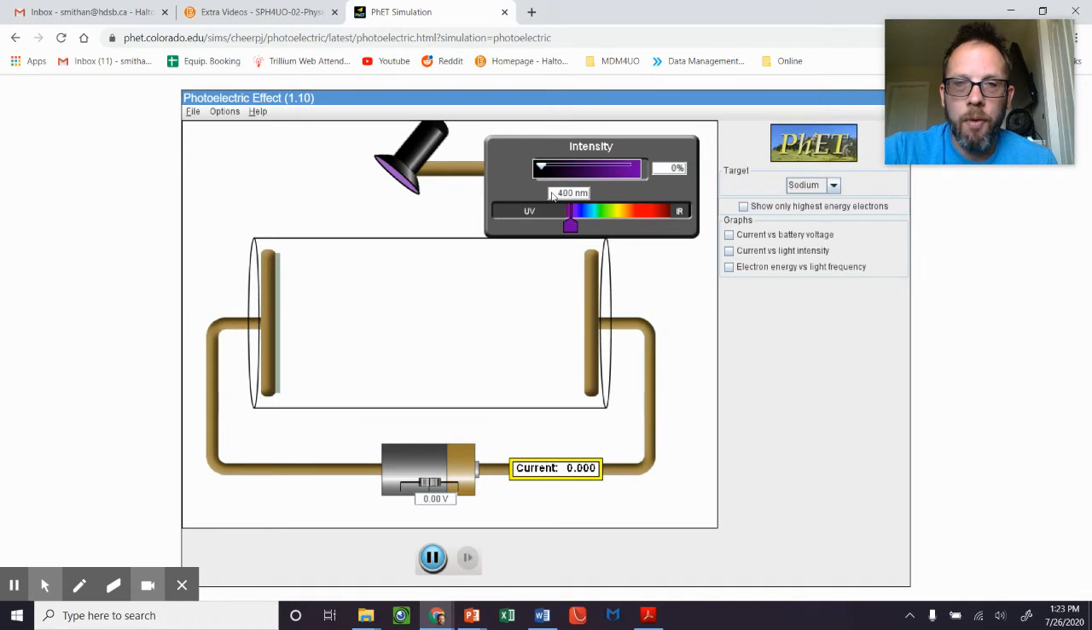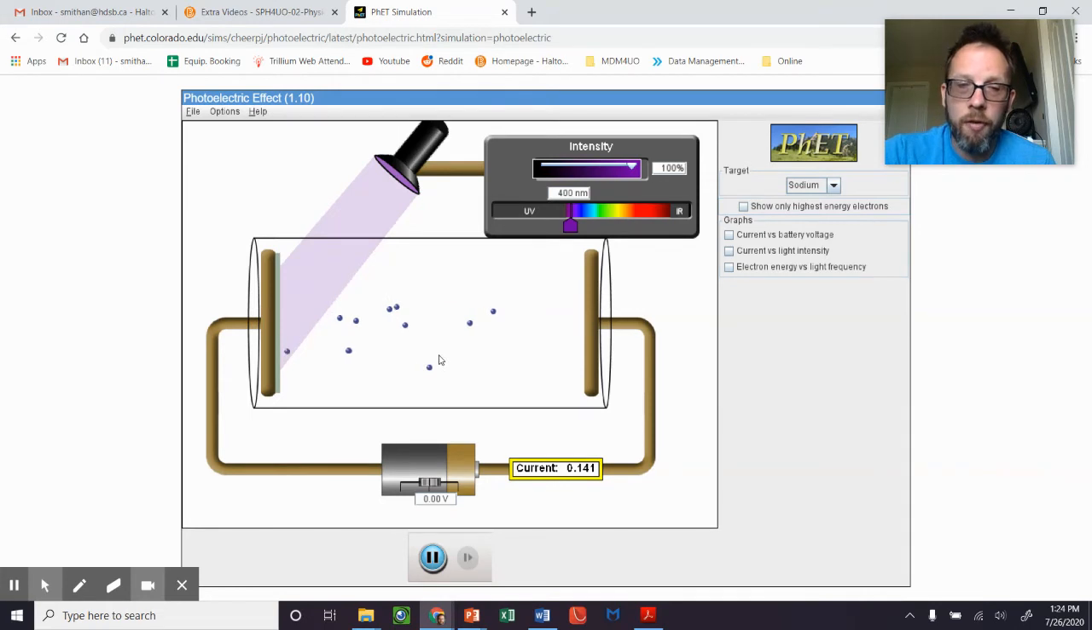All right. So right now you can see that we are shining violet light, wavelength of 400 nanometers, onto a sodium plate. Sodium is a metal. And right now the intensity of the light is 0%, so there's no light. But I can crank this up. You can see we're shining some light on that, and now we have some electrons being produced.